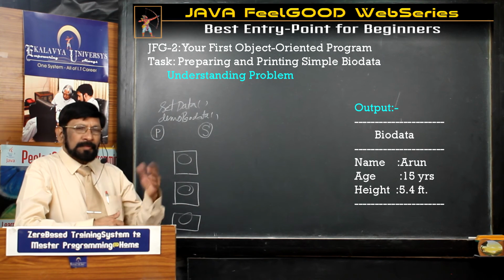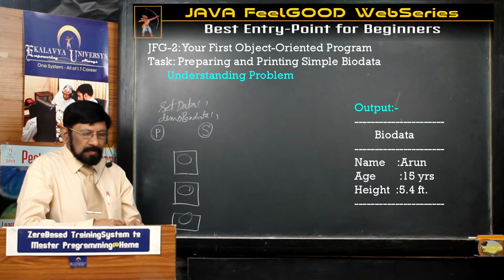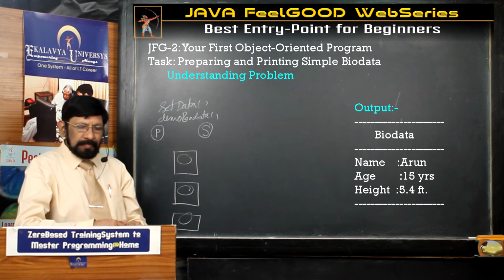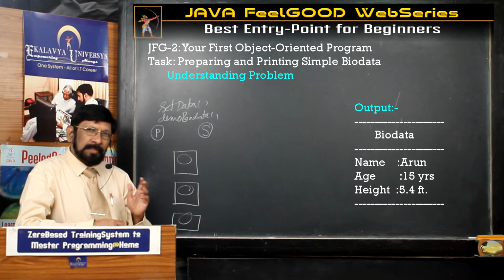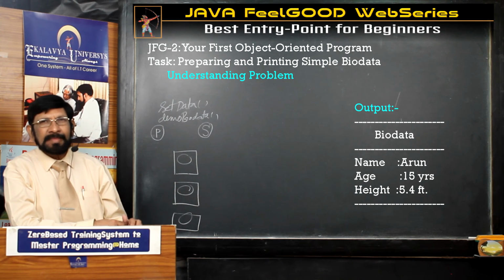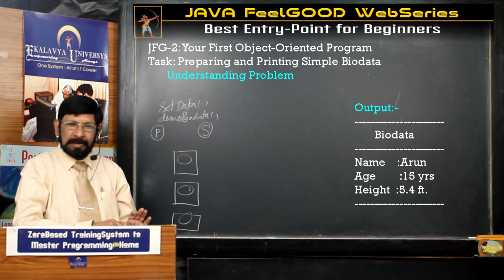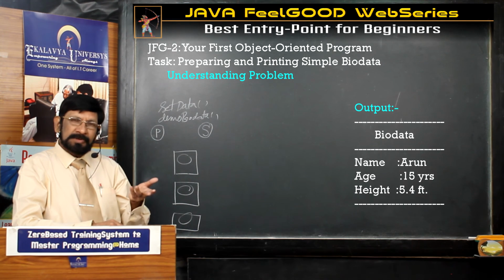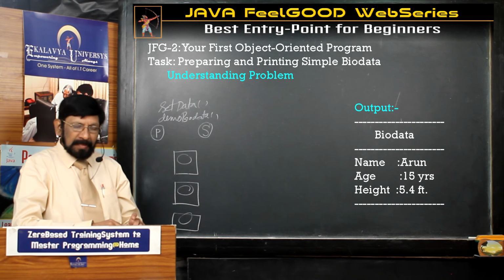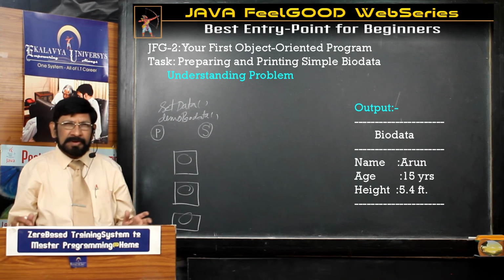Thereafter, what do you have to do? What is the task of your program? You have to demonstrate the biodata. To demonstrate the biodata, simply writing Arun 15 5.4 is not sufficient. Corresponding labels also you should write, like name Arun, age 15. 15 means what? 15 days, 15 months, or 15 years? You must write units. And height 5.4, what is that? Centimeters or inches or feet, etc. You have to write. That is the professionalism.